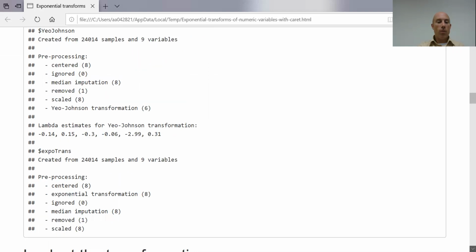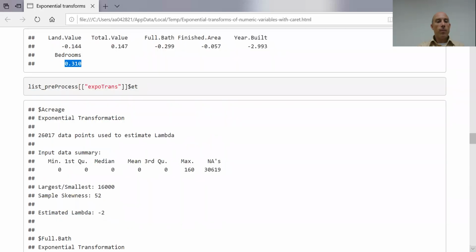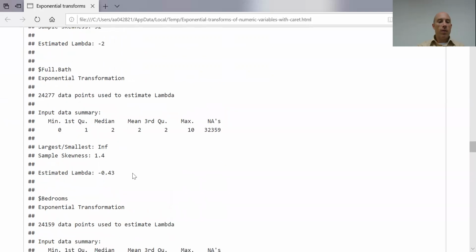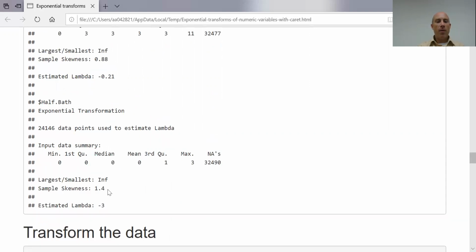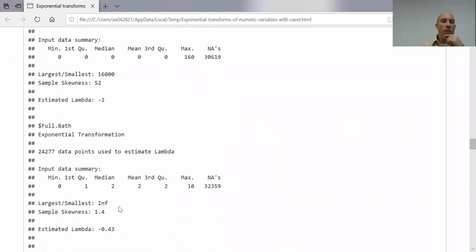These are very different. And now when we talk about the exponential transform, it's going to call out -2 for acreage, negative 0.4, negative 0.2 for bedrooms. Half bath is -3. Okay. So here we get each of these for 8 of the variables.